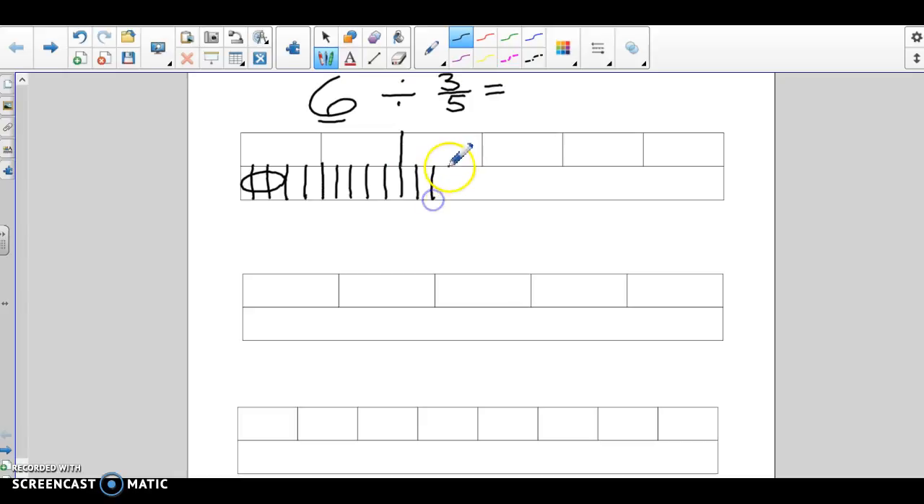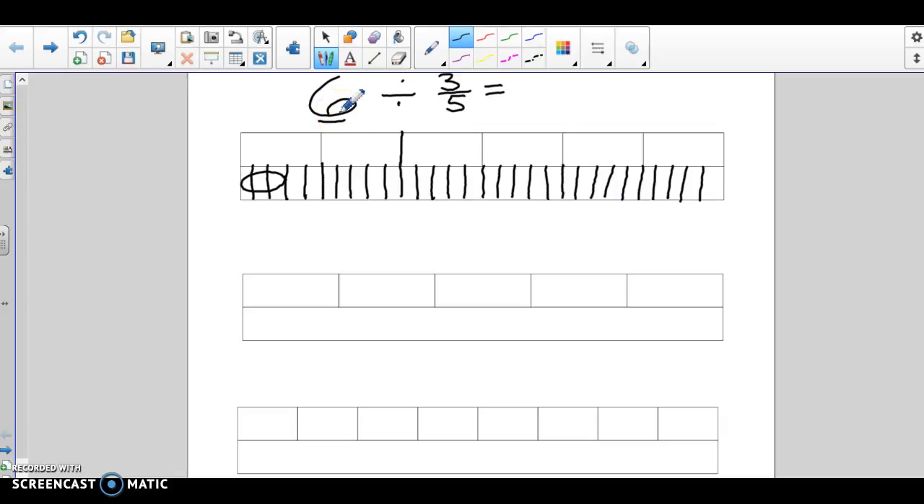1, 2, 3, 4, 5 parts. And so on until you finish all the way across. So if you count them all, it's 30/5. There are 30/5 in 6 whole.